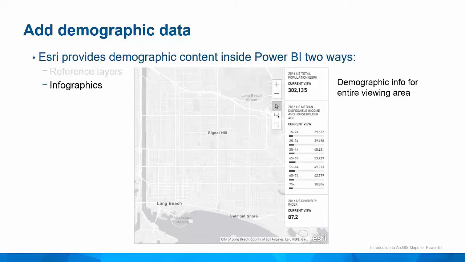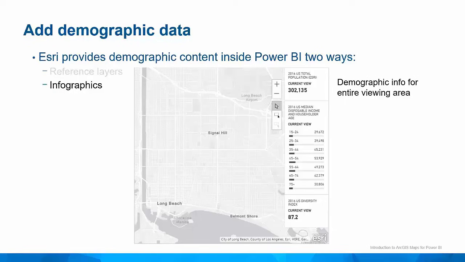Our infographics are based on the same underlying data the demographic reference layers are built from, but the infographics cards provide granular details. Whereas you can only add one reference layer per map, you can add many infographics cards, allowing for a quick look into the wide-ranging characteristics of an area. For example, I'm currently showing total population, median disposable income by age bracket, and the diversity index for the greater Long Beach area in California.